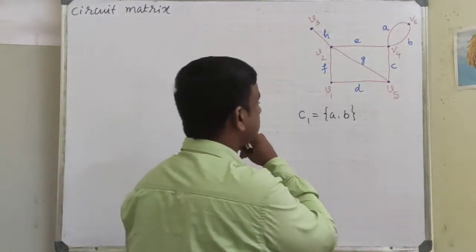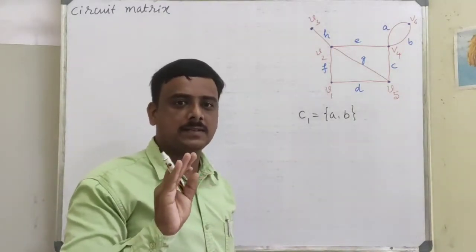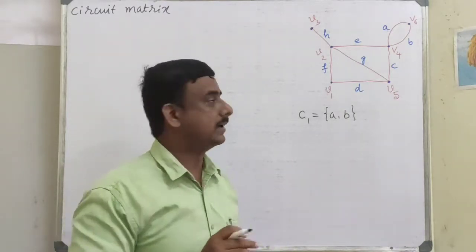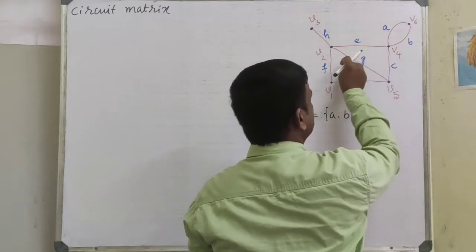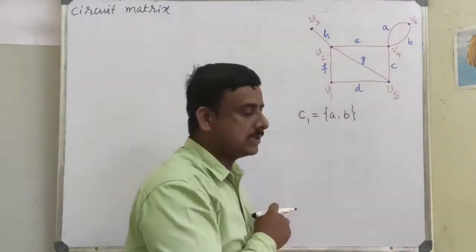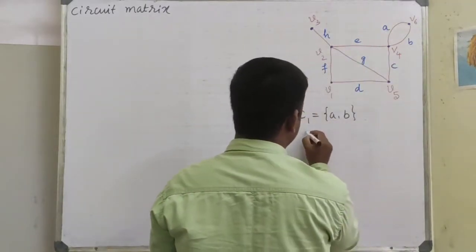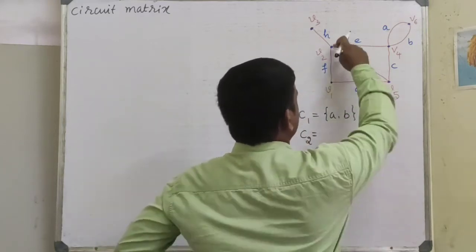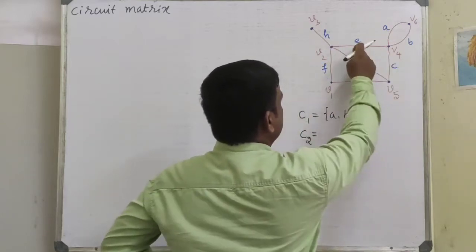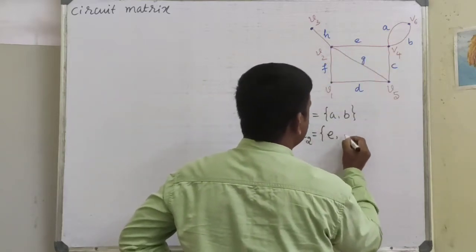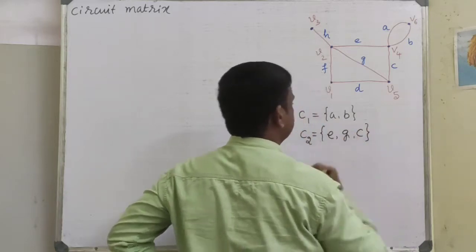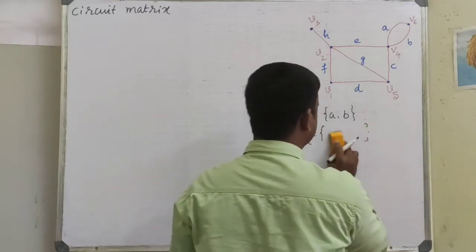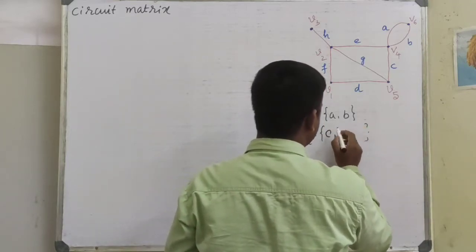Next, you just identify the regions bounded by different edges. This is one region, similarly there is another region here, and this one, and then an overall region. So C1 is A, B. C2, let us consider this region. Here the edges are E, G, C. Or you can write it in order, C, E, G.